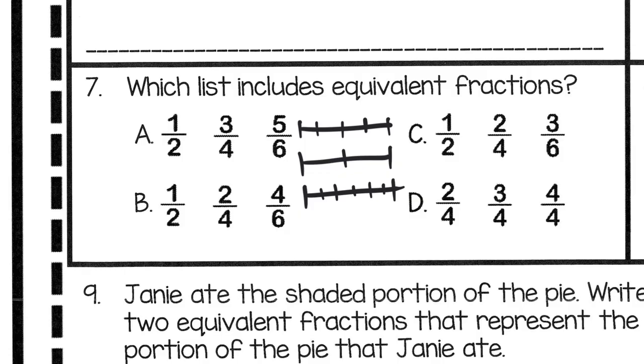1/2, 3/4, 5/6. That would be A, that doesn't work. If I did B, I'd have 1/2, 2/4, and 1, 2, 3, 4/6. Well, there's 2 equivalent fractions on B, okay? If I did C, I'd have 1/2, 2/4, 3/6. Oh, that's the one. Those are all the same.